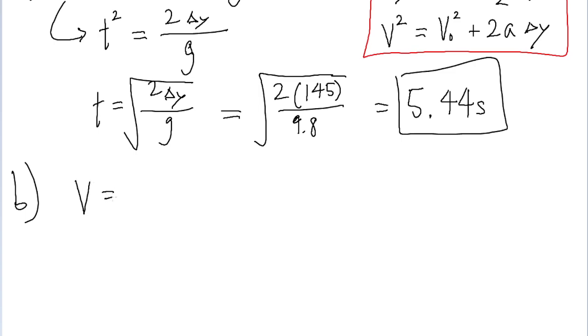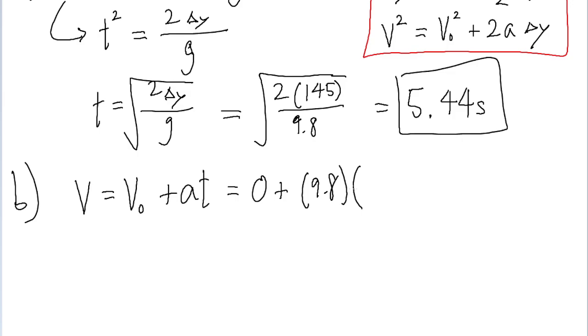So v equals v naught plus acceleration multiplied by time. Once again, v naught is just 0, plus the acceleration, which is 9.8 meters per second squared, multiplied by the time, which we just found to be 5.44 seconds. Put that into a calculator, and we find a final speed of 53.3 meters per second.